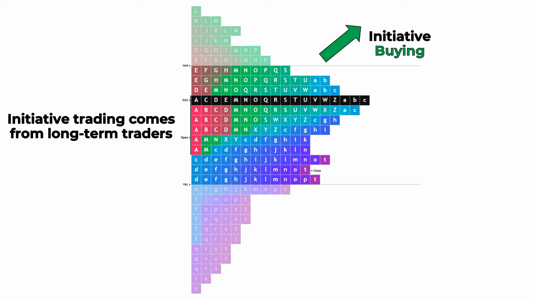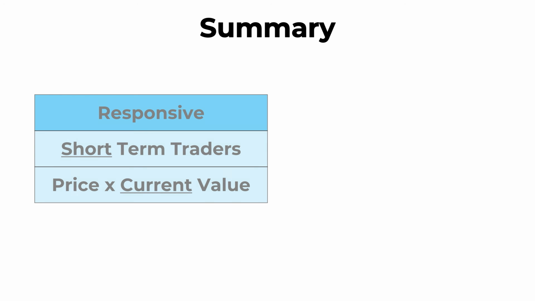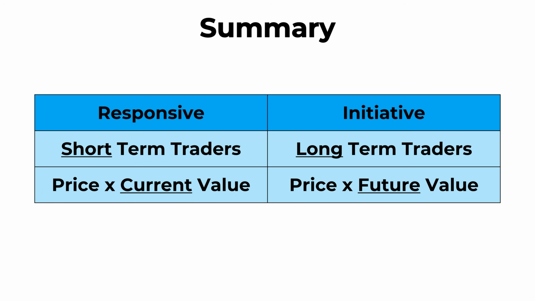If price exceeds the lower extreme of the value area or initial balance, the long-term market participants may still think that price is high because they are thinking about future value, not current value. The consequence is that they initiate a downtrend. This is called initiative selling. In summary, the difference between responsive and initiative action is that responsive action is a consequence from short-term traders comparing price to current value, and initiative action is a consequence from long-term traders comparing price to future value.